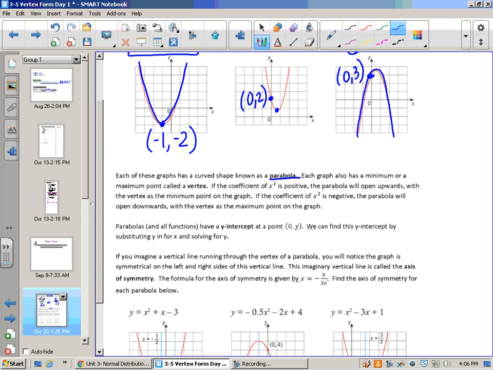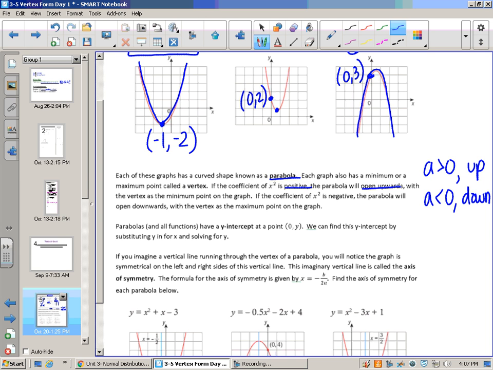Okay. If you look at the coefficient of the x squared, if it's positive, then the parabola will open up. So when a is greater than 0, it opens up. When a is less than 0, it opens down. This I think you know from last year, but just reiterating it.